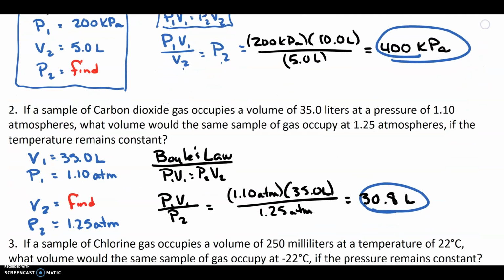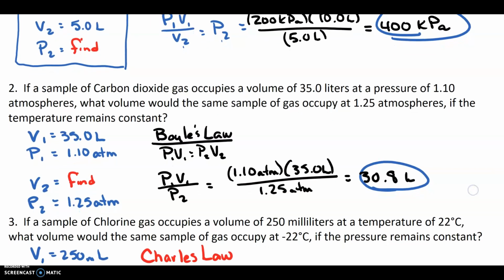Second one, exactly the same as the first one, except instead of finding the second pressure, you're asked to find the second volume. You do algebra again. Here's your Boyle's Law. Here's the rearrangement. And that gives me V2. Atmospheres cancel out, and my answer's left in liters.